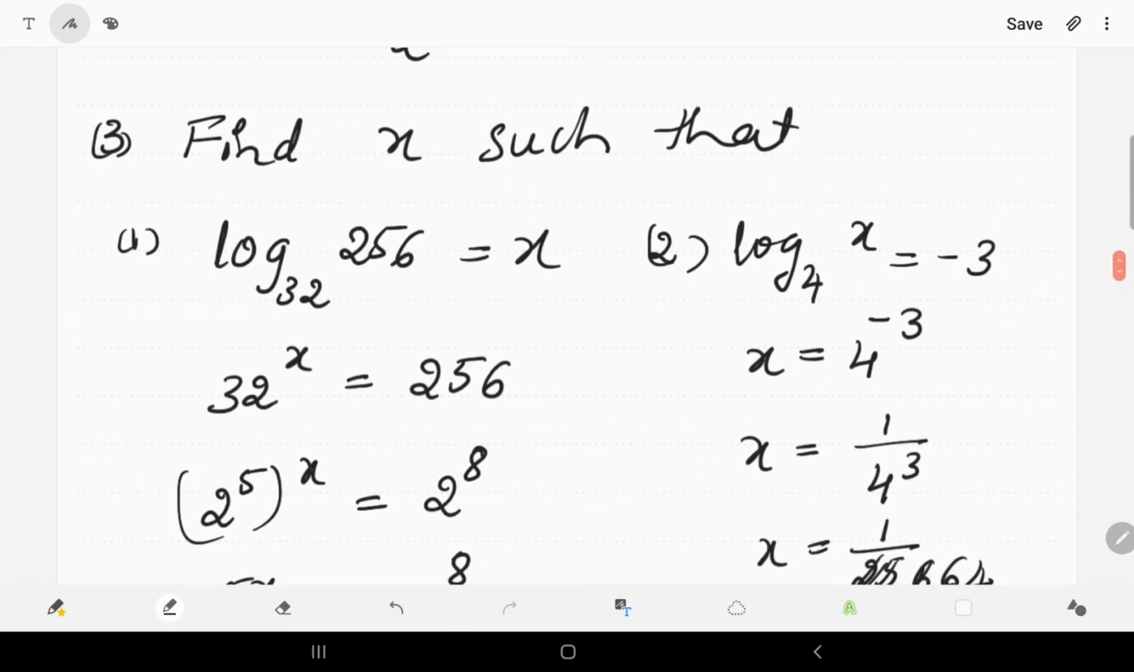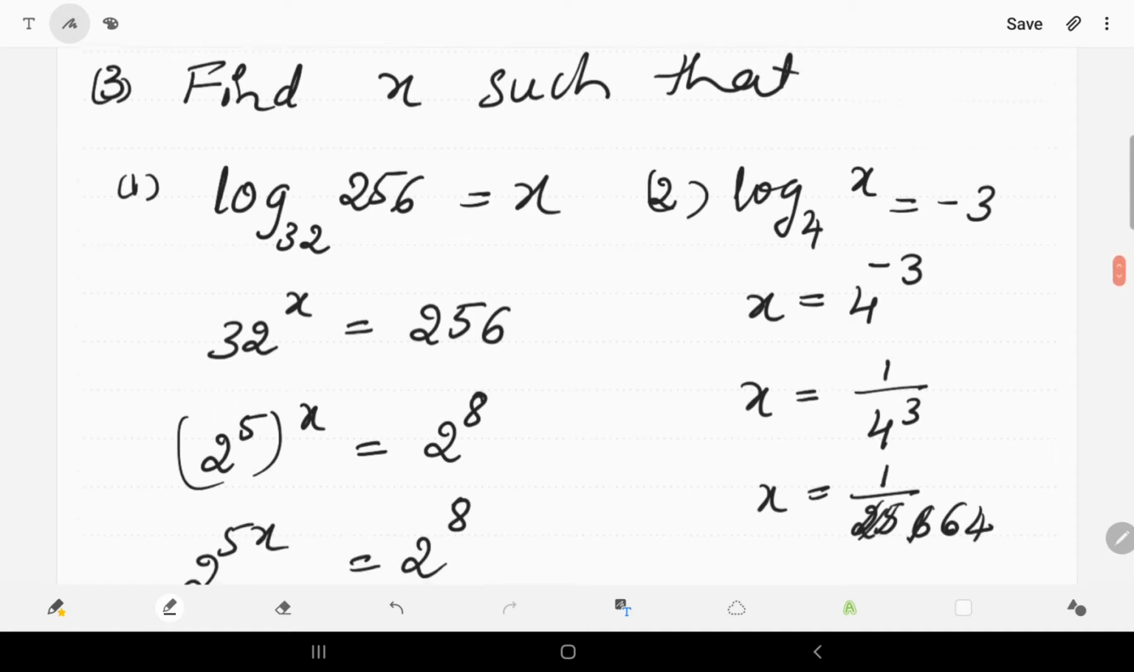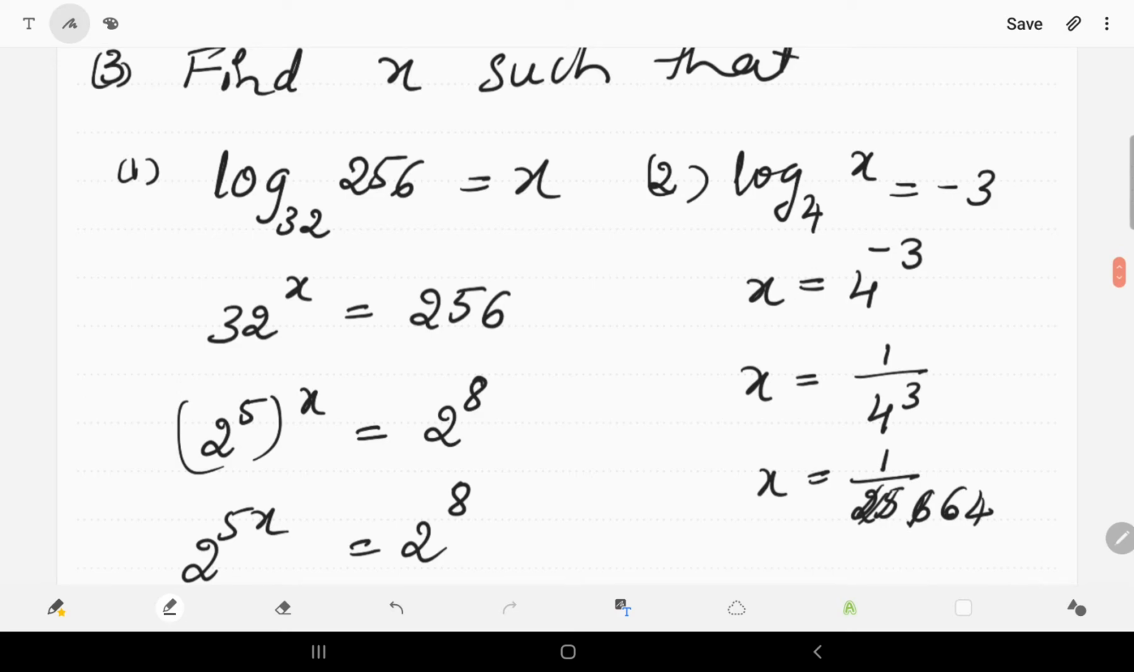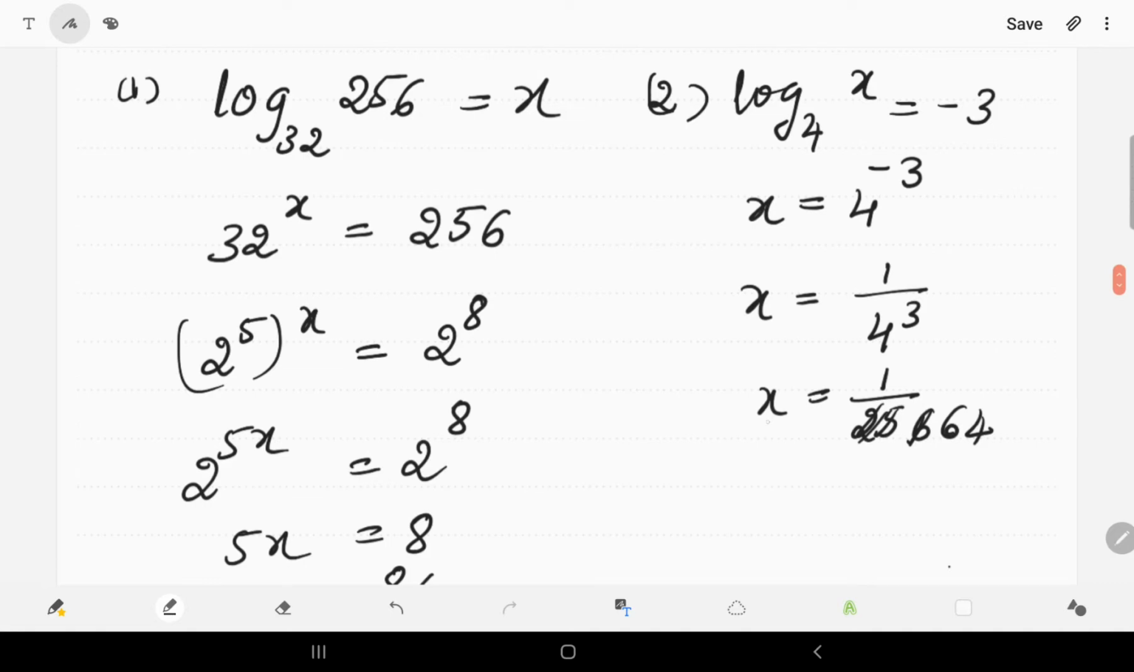Similarly, this example, log of x to the base 4 is equal to minus 3. If you express in index form, x is equal to 4 to the power minus 3 or x is equal to 1 by 4 to the power 3. Since minus 3 power is minus, we take this to denominator, or that is equal to x is equal to 1 by 64.